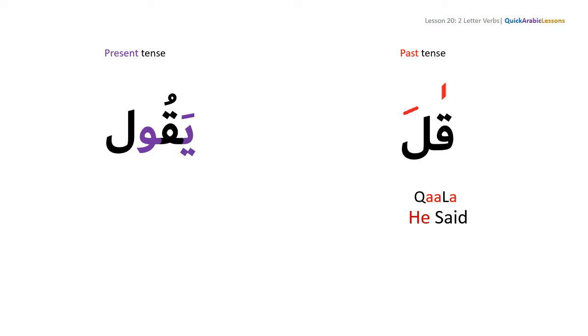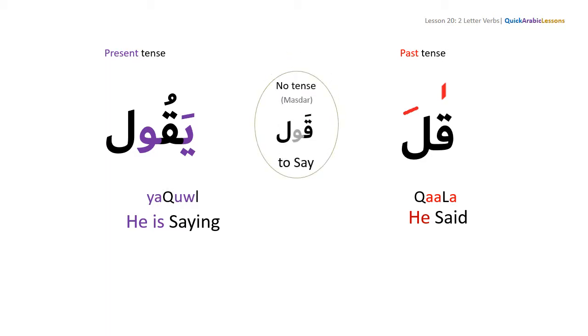yaqulu, yaqul. Now this ya, similar to the three-letter verbs in present tense, means he is, and then the word after is qulu. Qul means saying. He is saying is yaqulu, yaqul. So qala means he said, yaqul is he is saying.